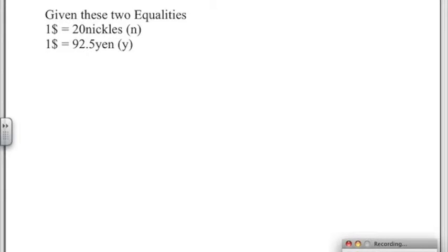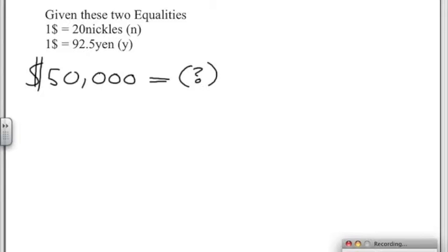First, let's just say a real cheapo house would cost $50,000. That would be a house I could afford. So $50,000 equals how many yen? How do we do that? Well, it sounds a little scary, but it's not. Let's just go through it step by step.